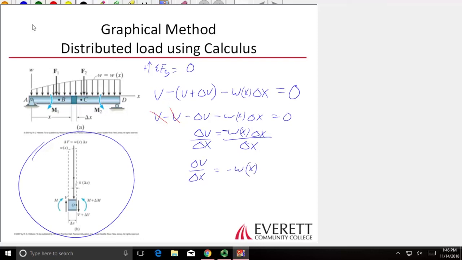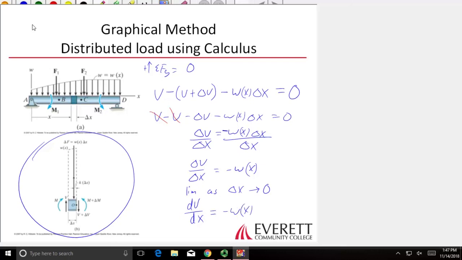Now, of course, we made some simplifications, and those simplifications are only valid if our delta x is really, really small. We can actually take the limit. If we take the limit as delta x approaches 0, what will delta v over delta x turn into? On that side, instead of rise over run, instead of average slope, it turns into instantaneous slope, dv dx, the derivative of shear with respect to x, also known as the slope. That's going to be equal to negative wx.